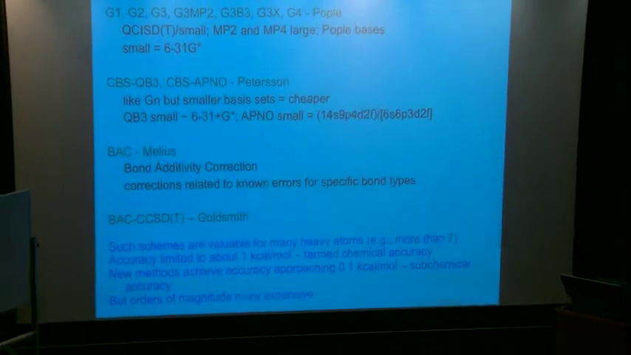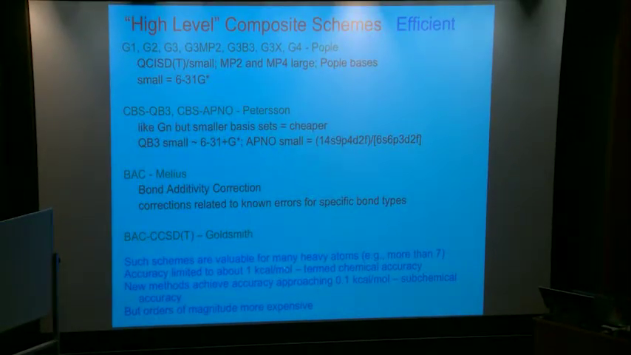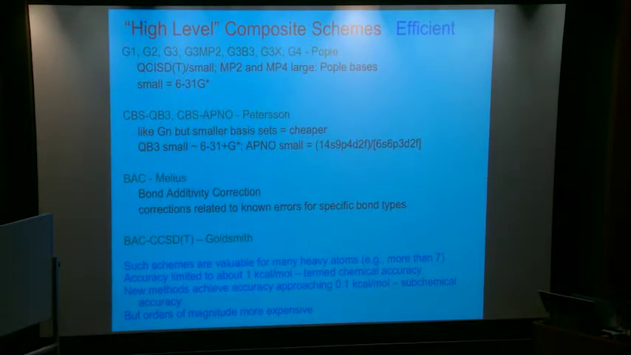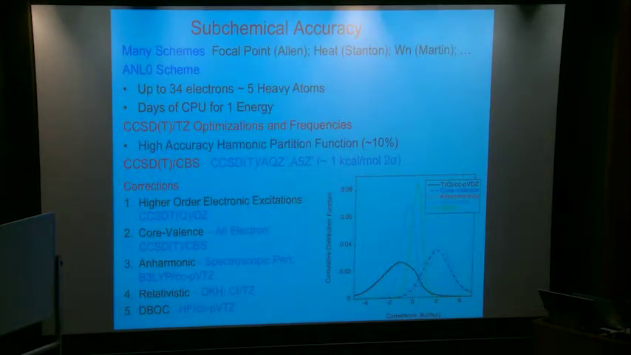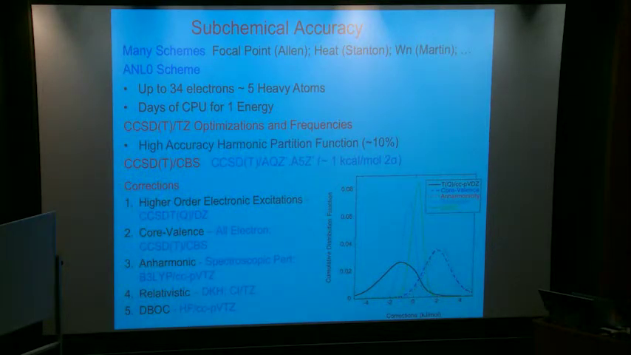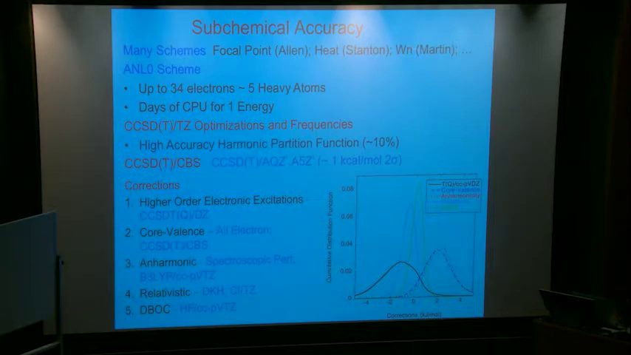What I'm going to tell you next is we can now go to methods approaching 1/10 of a kcal per mole accuracy, but they're a lot more expensive. Different people call this different things. Focal point, John Stanton, by Wes Allen. HEAT is a method from Stanton, named for Stanton. Martin's is called WN. W4 is the most analogous. We developed our own method.